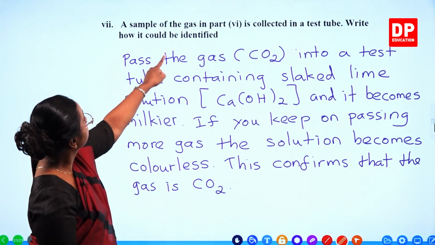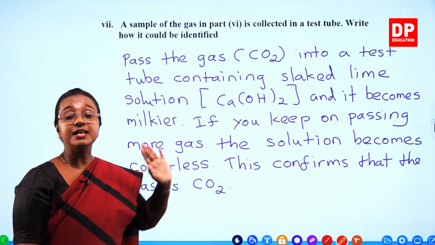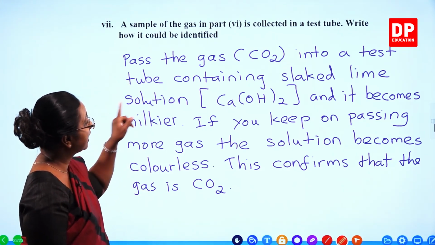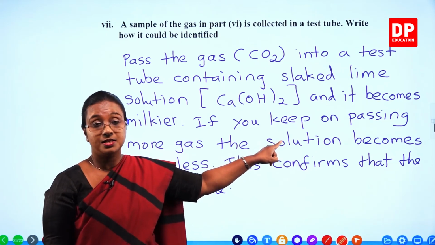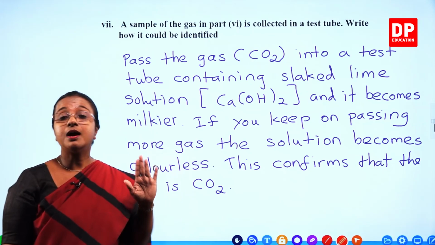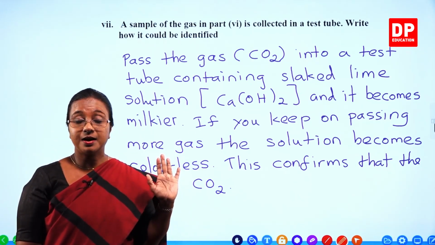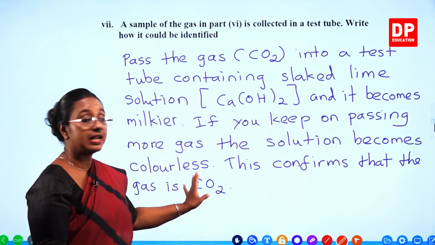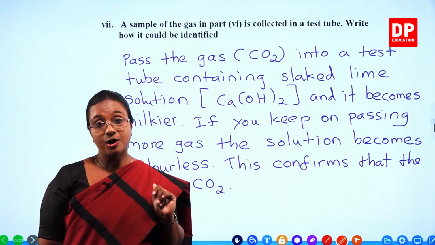They have said the gas in part 6, that is where you use eggshells and vinegar. So, there the gas is carbon dioxide. To identify that, we use calcium hydroxide or slaked lime solution. That is colorless or slightly milky, but with carbon dioxide it becomes milkier, and when you keep on passing carbon dioxide, the solution becomes colorless again, and this confirms that the gas is carbon dioxide.